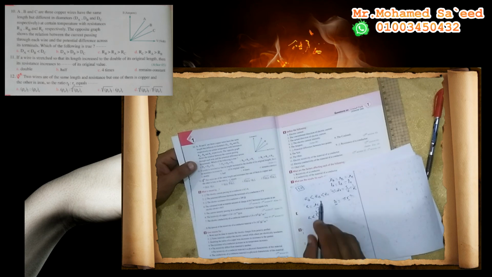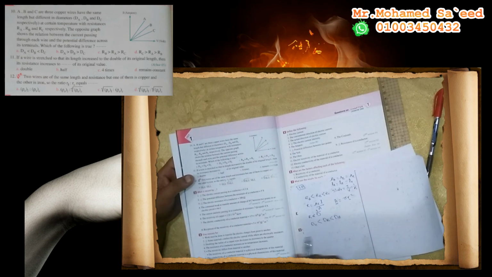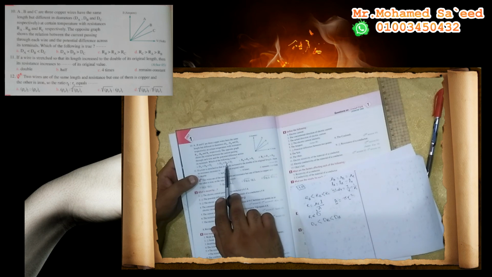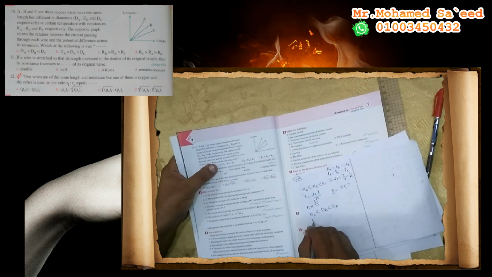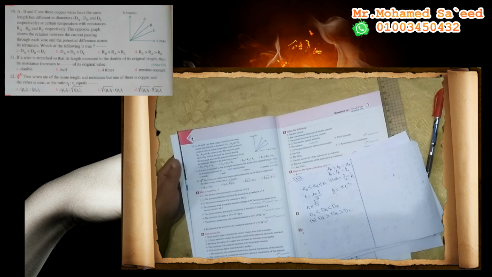So the diameter of C is the lowest, lower than DB, lower than DA. Diameter of A is greater than diameter of B, so DA greater than DB greater than DC. The true answer is B.